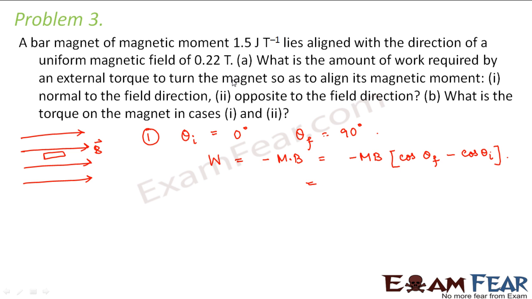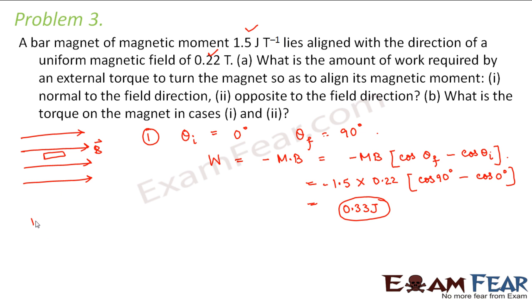So now what is m? M is the magnetic moment, which is given as 1.5 joule per Tesla. B is the magnetic field, which is given as 0.22. Cos theta final is cos 90 degrees minus cos 0 degrees. So this comes out to be 0.33 joules. So this would be the amount of work which is required to be done to turn the magnet such that the magnetic moment becomes normal to the field direction.